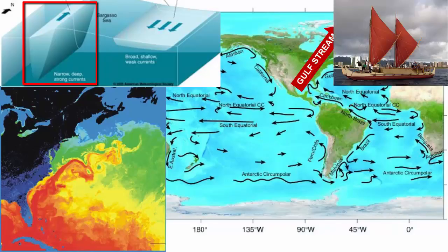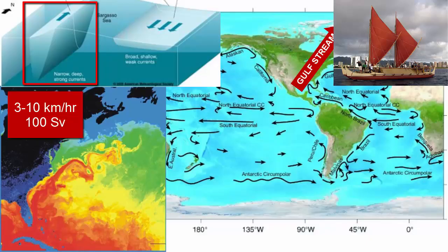It is used by ships to speed up the journey to Europe, and the warm waters keep the objects stored in the hold quite warm as well. The Gulf Stream is the fastest moving current in the world's oceans. It travels anywhere from 3 to 10 kilometers per hour and carries 100 million cubic meters of water per second.